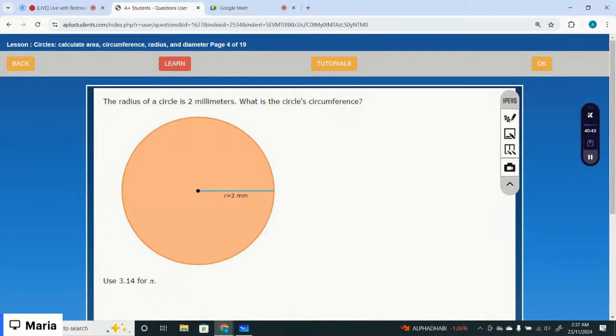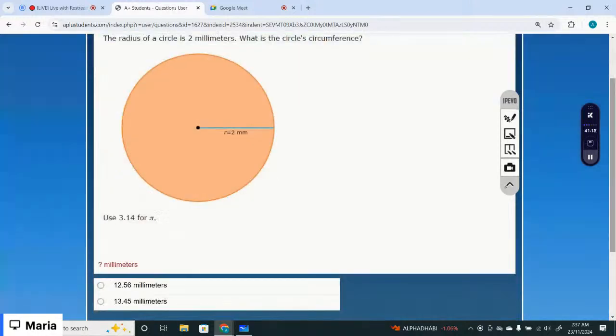The radius of the circle is 2 millimeters. What is the circle's circumference? The correct option is C equals 2 pi r. So that would be 12.56. Option number 1 is the correct option.